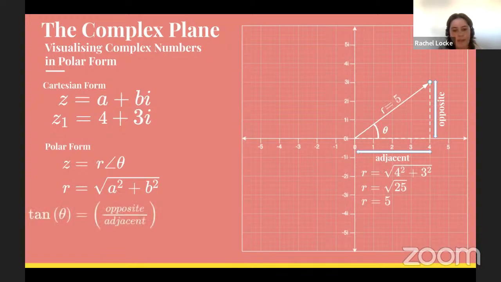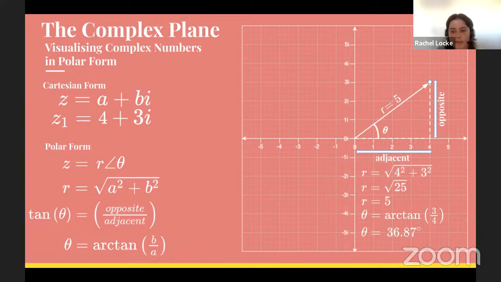Next, we want to get the angle from the real positive axis of our complex number. We know from trigonometry that tan of theta is opposite over adjacent. But we don't exactly want tan of theta. We want to have theta on its own. So we can do this by taking the inverse tangent, or the arc tangent, of opposite over adjacent. Let's plug those numbers in and see what we get. Our opposite is 3 and our adjacent is 4. Our angle is in degrees and it's 36.87.